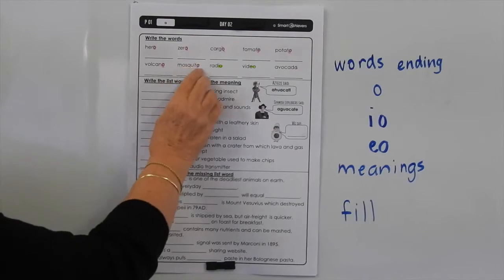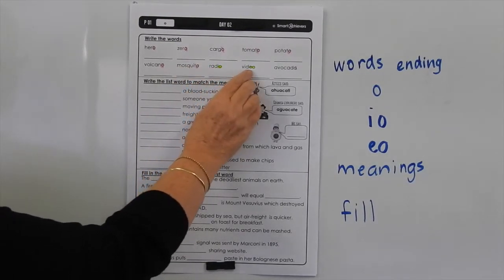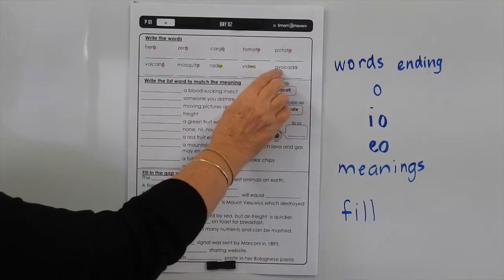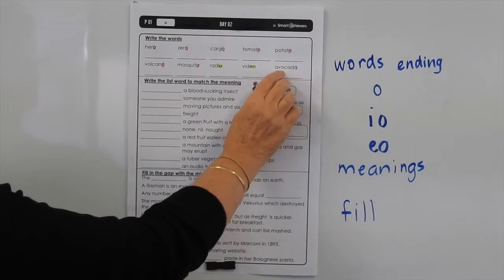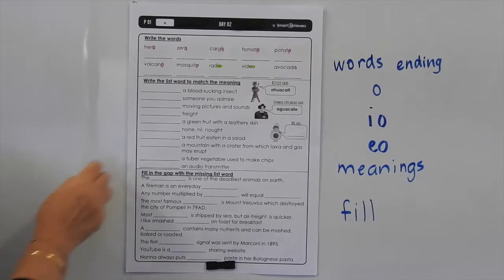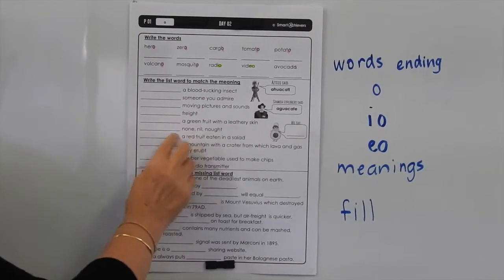A mosquito is an insect. A radio is a device that we use to transmit sound. A video can transmit both sound and vision. And an avocado is a fruit which we commonly use in a salad, and it's got a leathery skin. So you have to find the word to match each of these meanings.